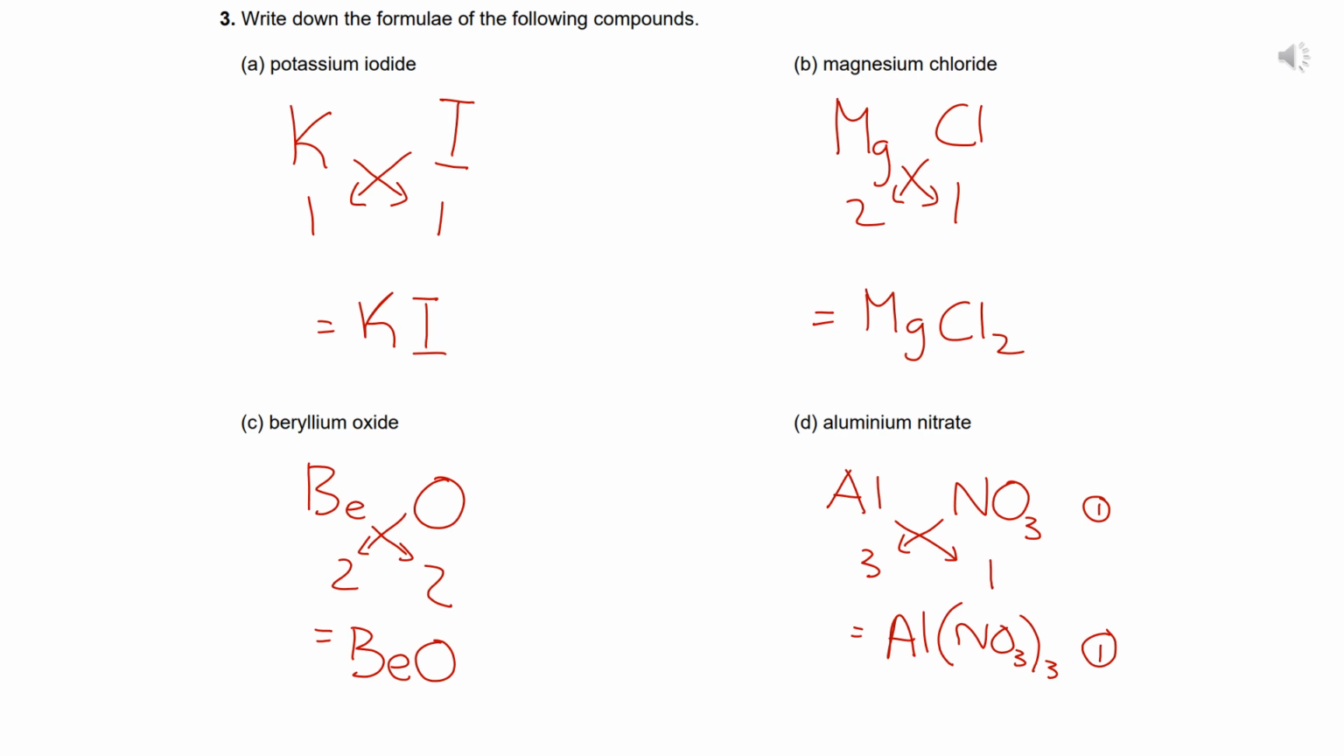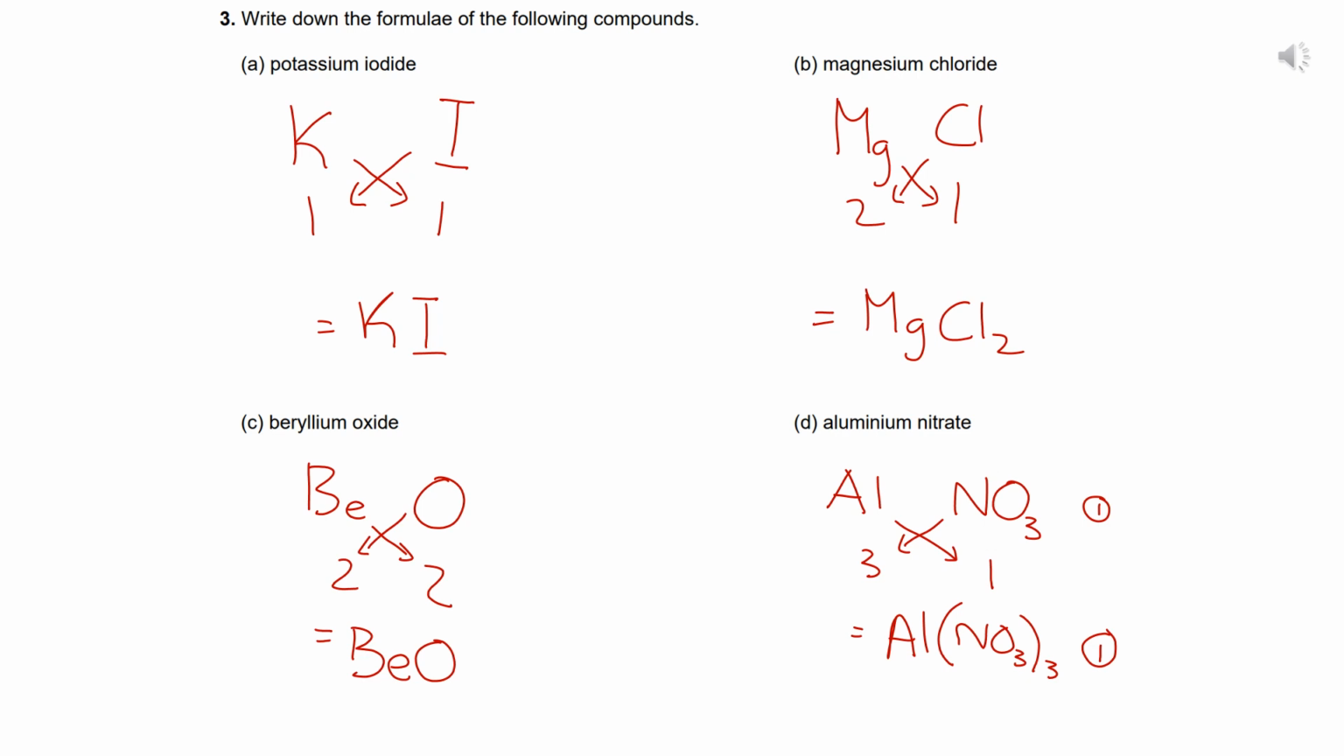For C, beryllium oxide, things are slightly different. So beryllium is in group 2 of the periodic table. It loses 2 electrons to get a full outer shell, so it has a valency of 2. And oxygen is in group 6 of the periodic table, so it will gain 2 electrons, so it also has a valency of 2.